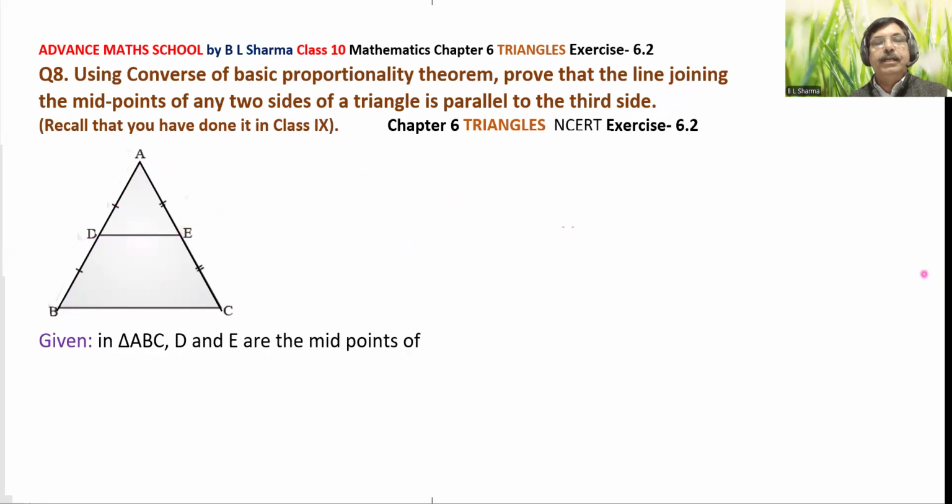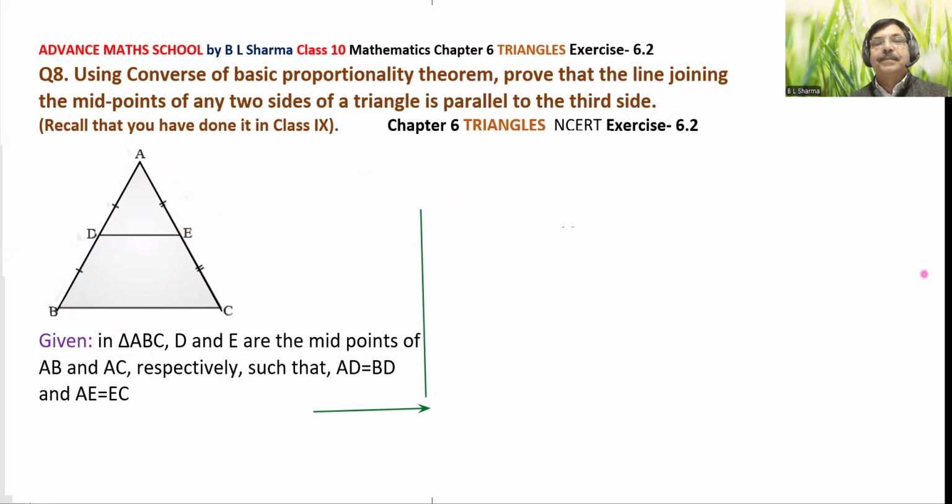So what is given in triangle ABC? D and E are the midpoints of sides AB and AC respectively, and we have to prove that DE is parallel to BC.